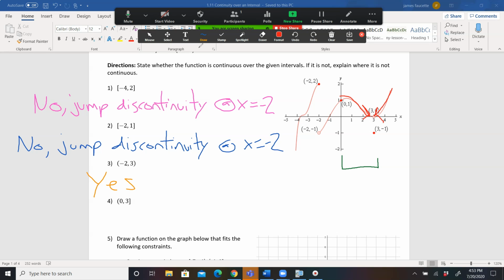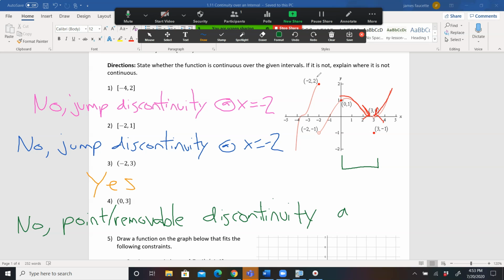Remember, as I was explaining the jump discontinuity, the limit at that x value does not exist for a jump discontinuity because the limit's different for both the left and the right side. So down here, the answer is no, right? Point. And another name for these is a removable discontinuity, so either one works. So point or removable discontinuity at x equals 3.